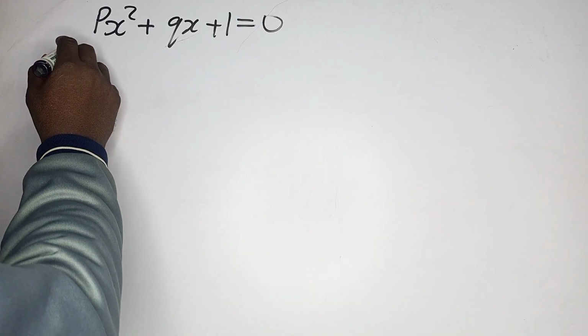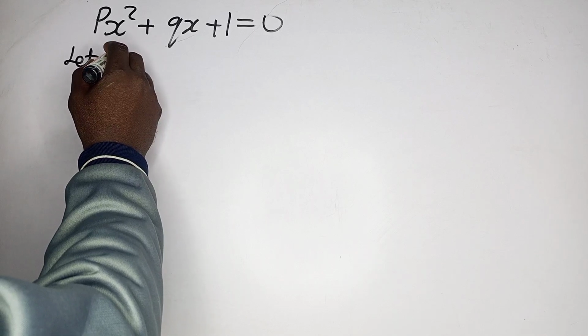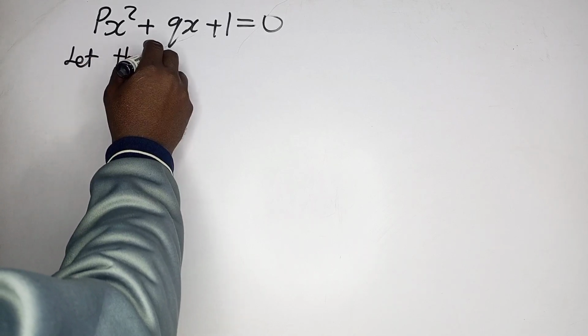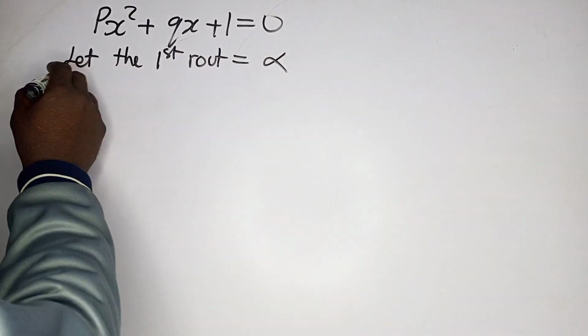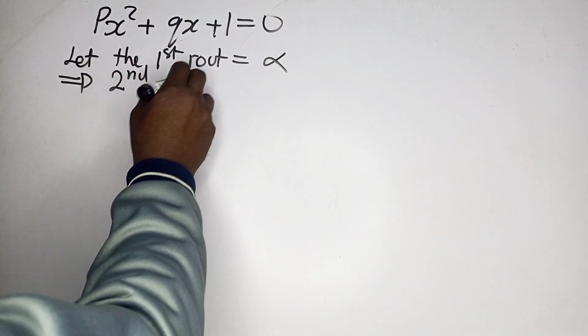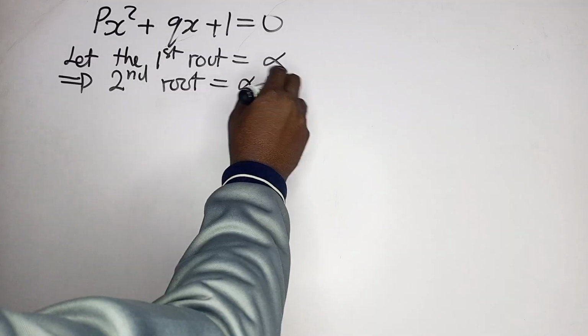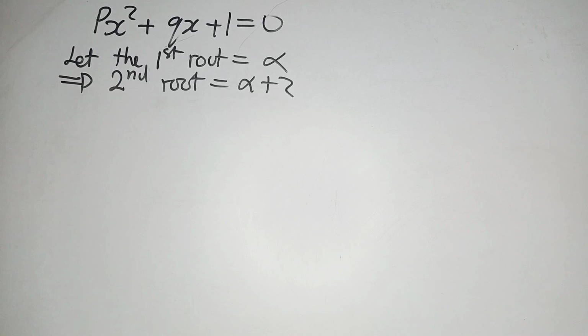All right, since we don't know the roots, let us call the first root alpha. For them to differ by 2, the second root will be alpha plus 2, so that this minus that will give us 2. The roots differ by 2.